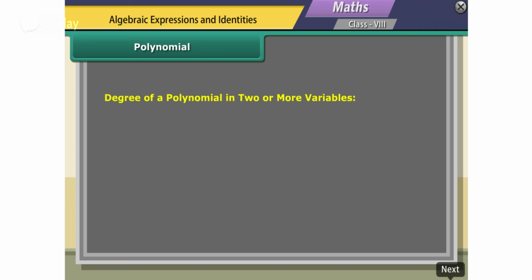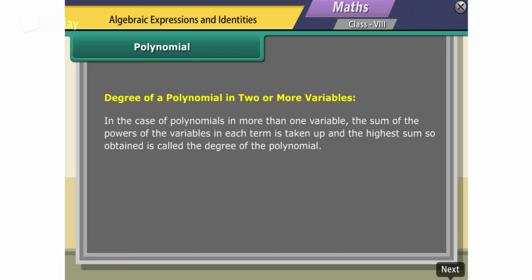Degree of a polynomial in 2 or more variables. In the case of polynomials in more than one variable, the sum of the powers of the variables in each term is taken up, and the highest sum so obtained is called the degree of the polynomial. Example: 5x squared y cubed minus 3xy squared plus 6 minus square root 2 x raised to the power 4 is a polynomial of degree 5 in x and y.